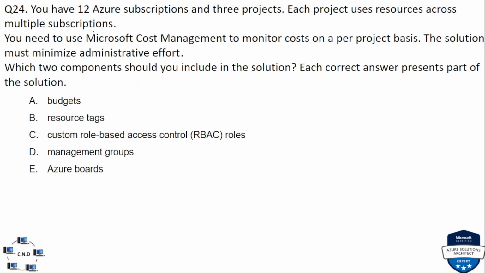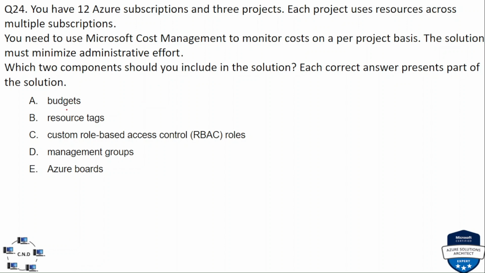The question is that you have 12 Azure subscriptions and 3 projects. Each project uses resources across multiple subscriptions. You need to use Microsoft Cost Management to monitor costs on a per project basis. The solution must minimize administrative effort. Which two components should you include in the solution? Each correct answer presents part of the solution.